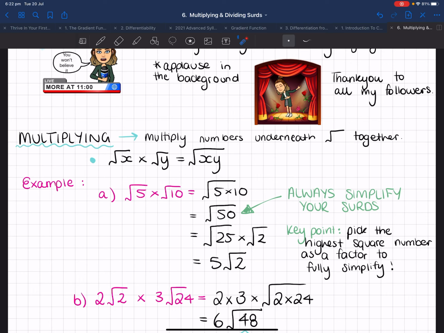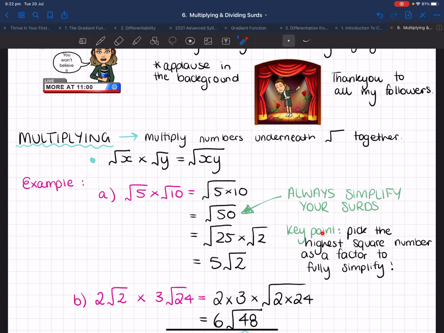Now, we've done the reverse process to simplify our surds. However, we do not leave it as the square root of 50. We break it down if we can. So we can simplify this further to 25 and 2. Remember, you pick a number that is a square number to help us break it down.